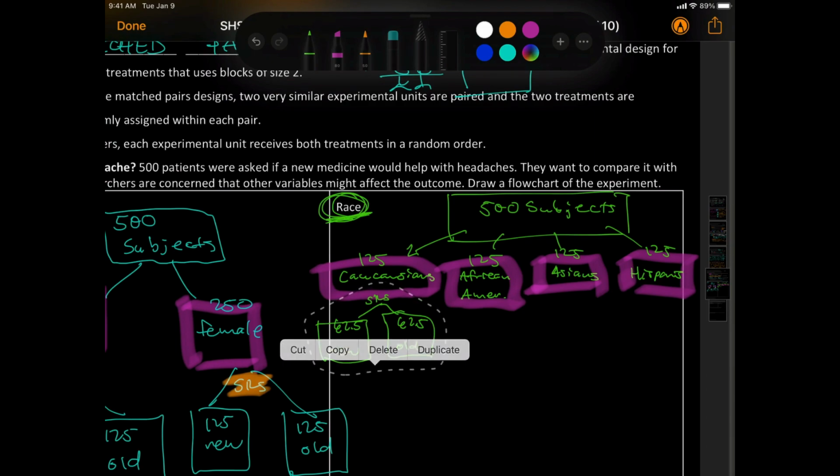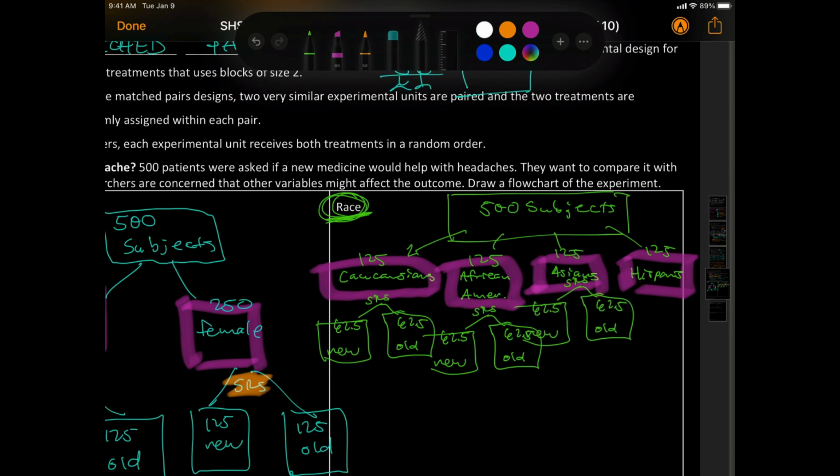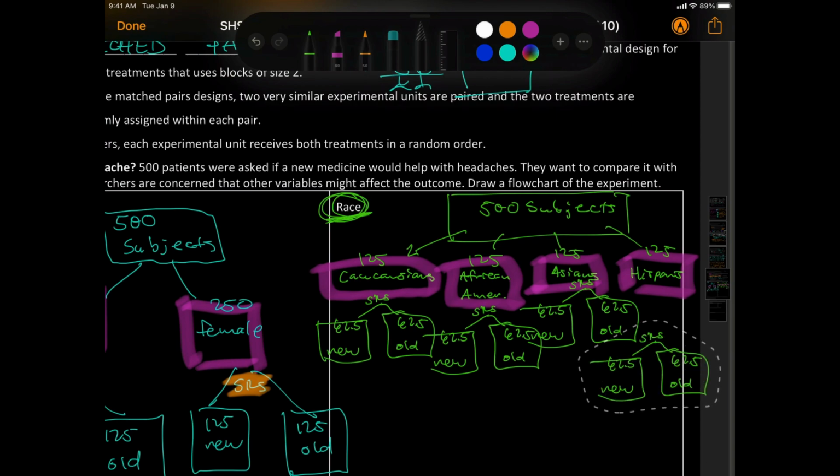And let's just use magic. Boom. And this group gets it. Boom. Hopefully you get the idea. And last one. Boom. Does that make sense? Okay.